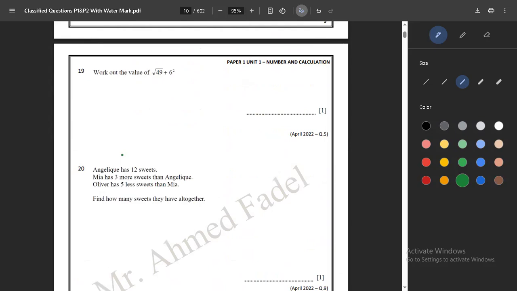Work out the value. Square root of 49, we know that it's 7. Plus 6 squared is 36. So it's going to become, what? 43. Next.